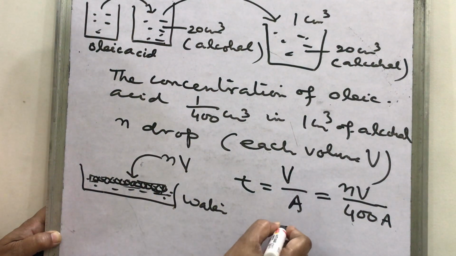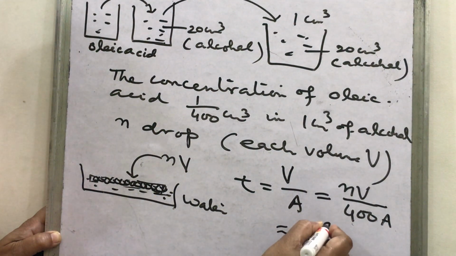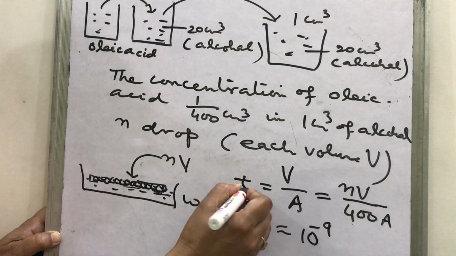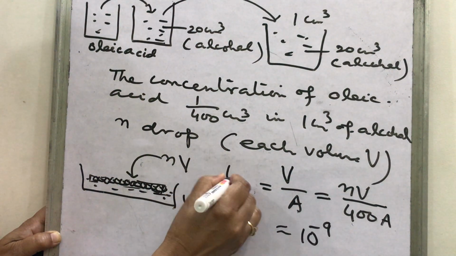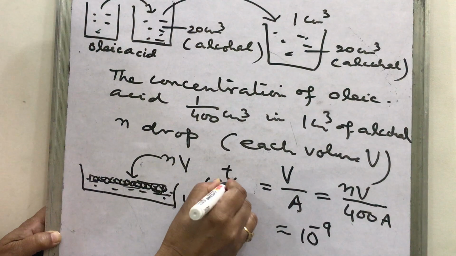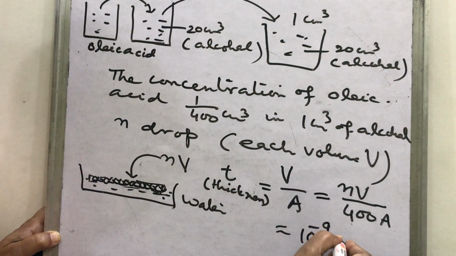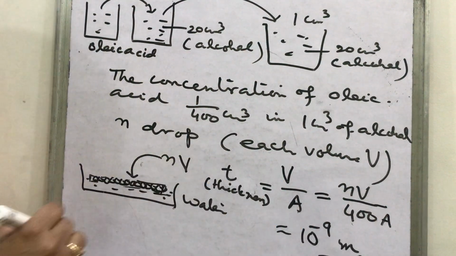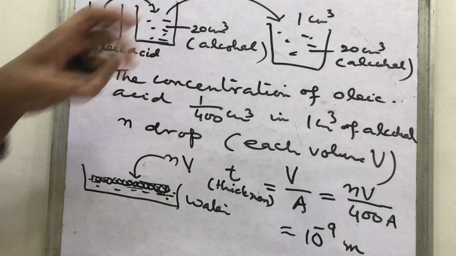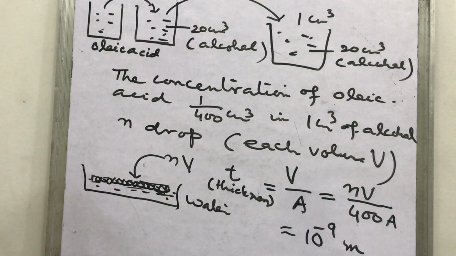And this thickness, experimentally it has been observed that this thickness, T is not time, I have written here T, but don't get confused, this is the thickness. What will be its units? That is 10 to the power minus 9 meter experimentally. So, in this way molecular size is measured.